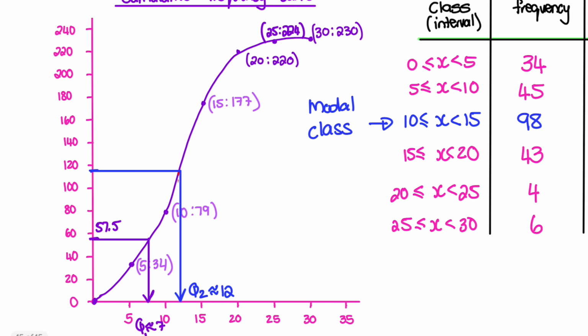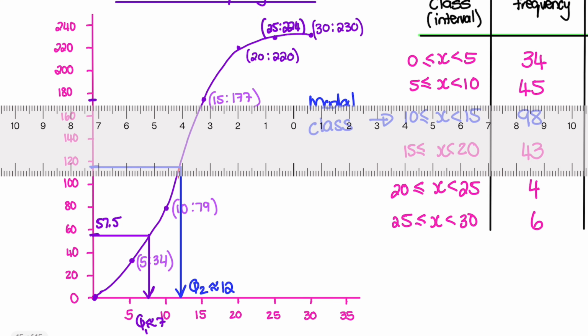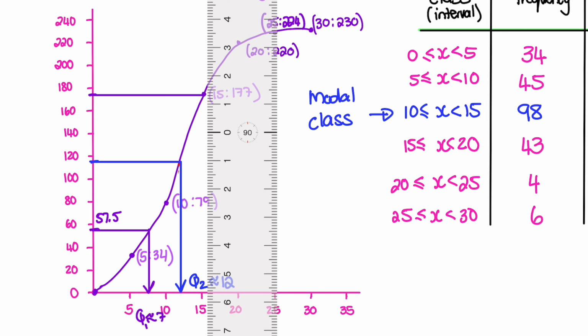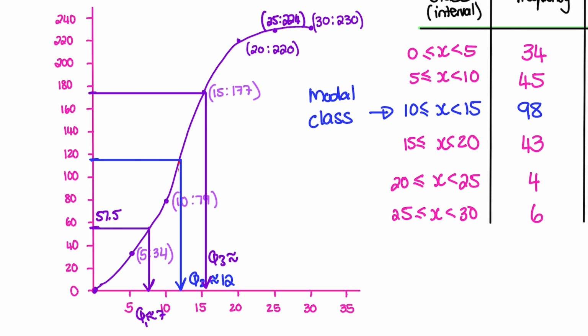And for quartile 3, you take the 230 and you multiply it by 3/4. And that is 172.5. So 172.5 represents the position of quartile 3. And again, I use my ruler and I meet the line. And it's okay if it's one of the plots that we have made. So we can say that quartile 3 is estimated to be 15 marks or 15 years or whatever the observation represents.